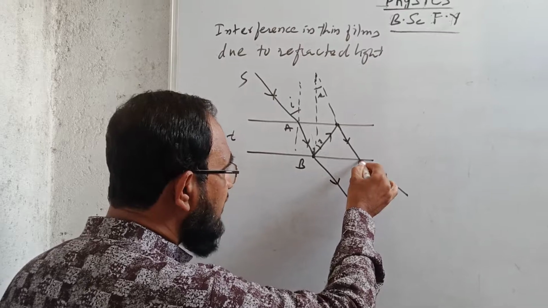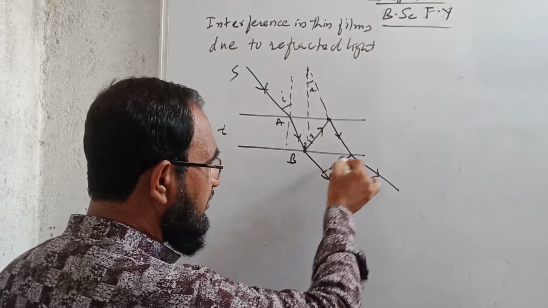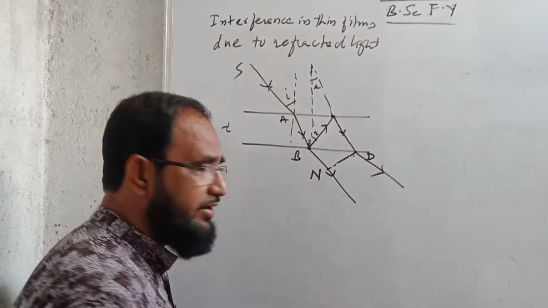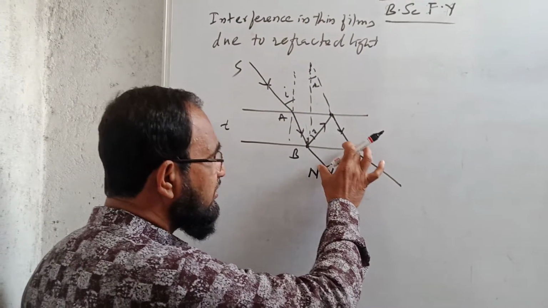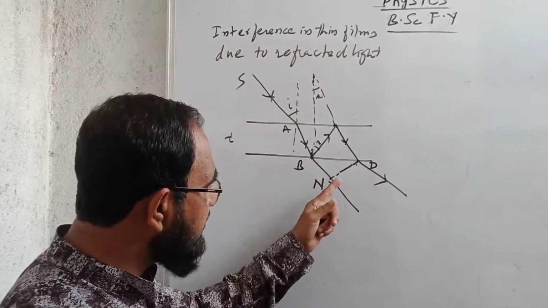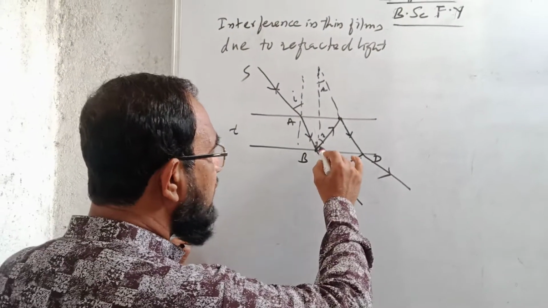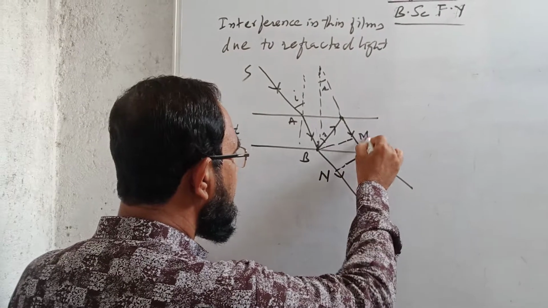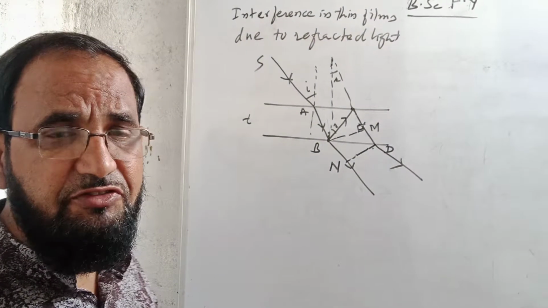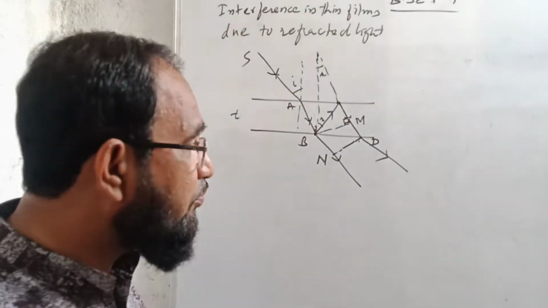Now I will draw one perpendicular from the point D to the other ray, and suppose this point is N, so that after refraction, when these rays are coming out, they travel the same distance from the point D and from N. So I will draw here also one perpendicular BM. This angle is 90 degrees. So there is a path difference between these two rays, and I want to calculate that path difference.